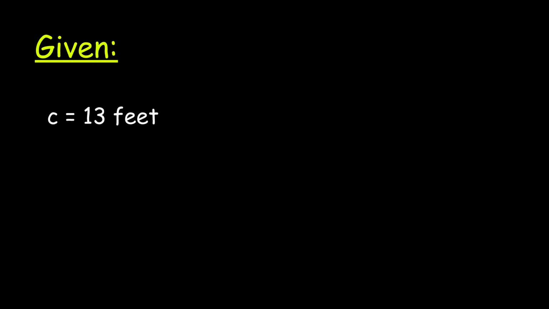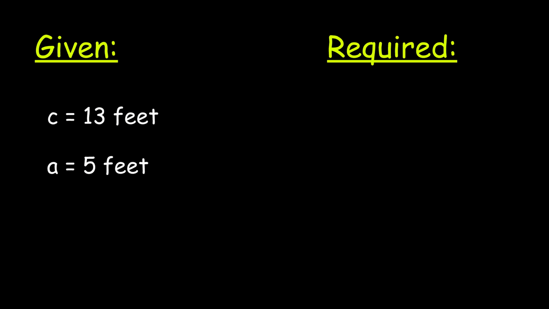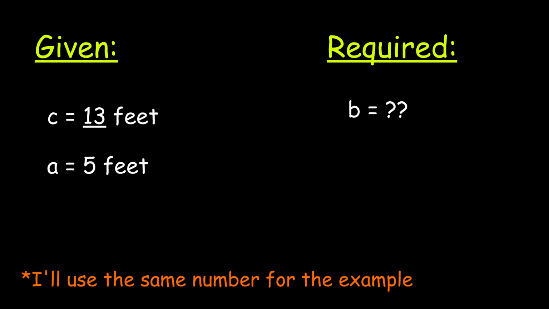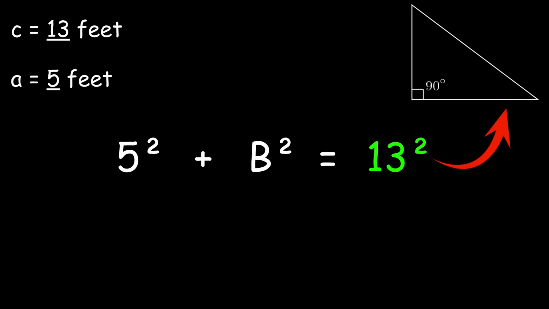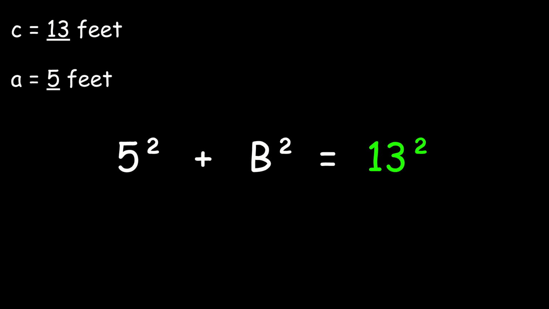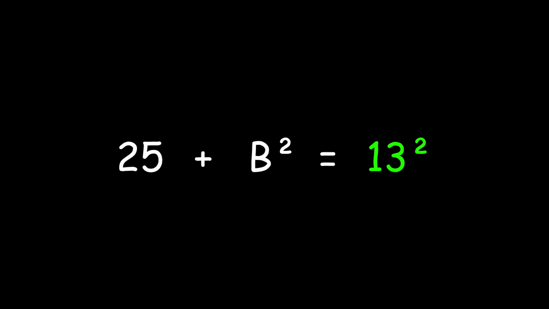Sometimes you are given the hypotenuse and one length, and you need to find the other. How do we do that? Well, let's say c is 13 and a is 5. Now we need to find b. So step 1 is write out the formula and plug in what you know. You can also draw a diagram if it helps you understand it better. After plugging in the values, our formula will look like this. So 5 squared plus b squared equals 13 squared, or 25 plus b squared equals 169.